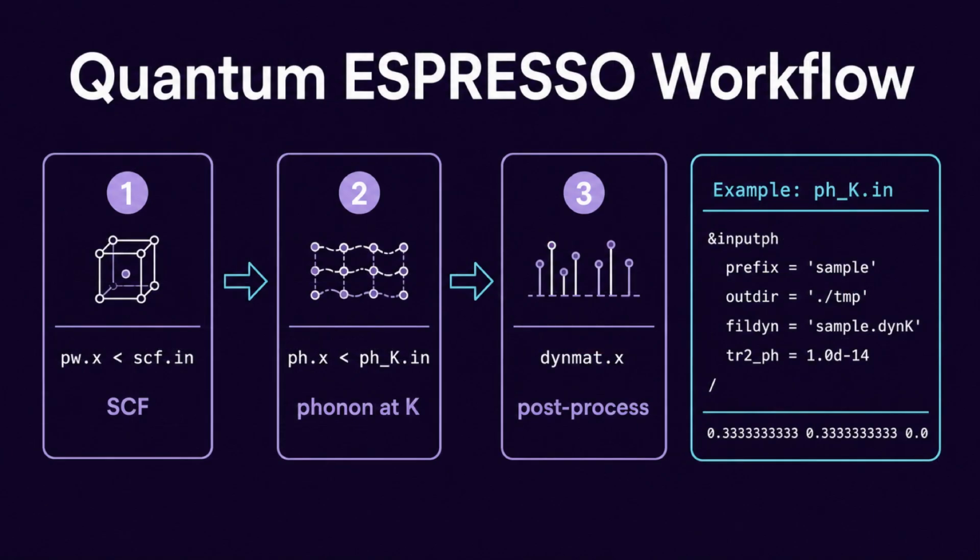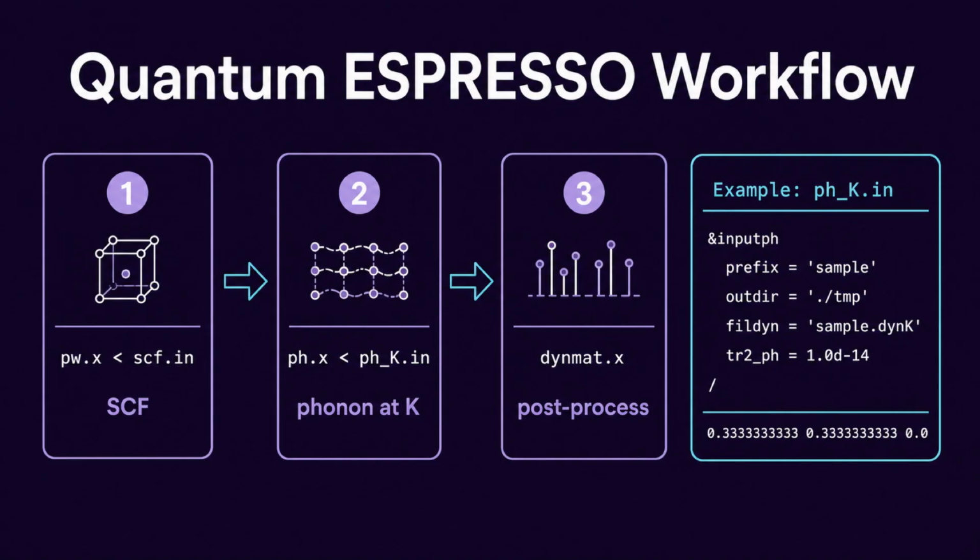For Quantum Espresso, the workflow starts with a self-consistent field calculation using pw.x. Then ph.x calculates phonons at the K point using DFPT. The input file specifies the prefix, output directory, dynamical matrix file name, and the q point coordinates.